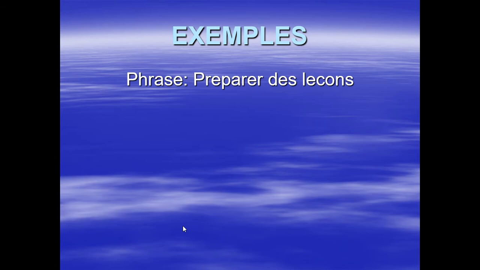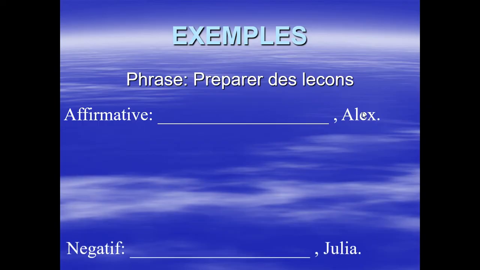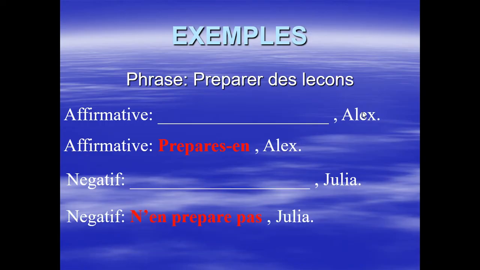The third example is préparer des leçons. And you're talking to Alex, so it's tu. So you have to put the S in the command. So it should be prépares-en Alex. And then for Julia, the S goes away, again, in negative form. So non, prépare pas Julia.